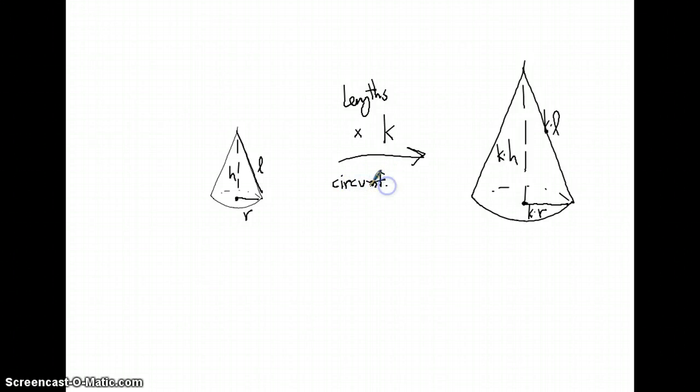What else is a one-dimensional measurement? Any 1D thing, all the 1D stuff got scaled up by this factor of k. Diameter would have been a 1D measurement. Slant height, radius, circumference, height. I can't think of any other one-dimensional kind of measurement you'd have on a cone. Alright, so all that stuff is 1D. That just gets multiplied by the same number. And I'll do this with actual numbers next.